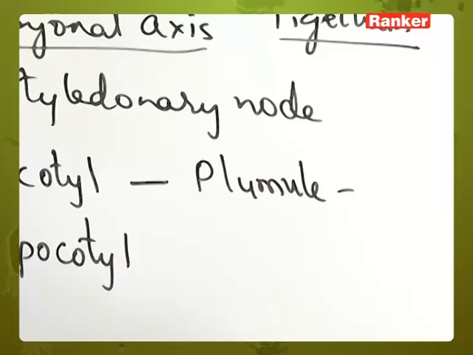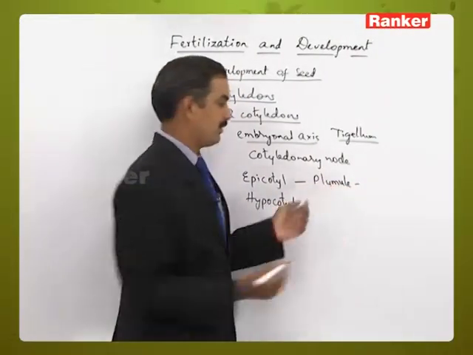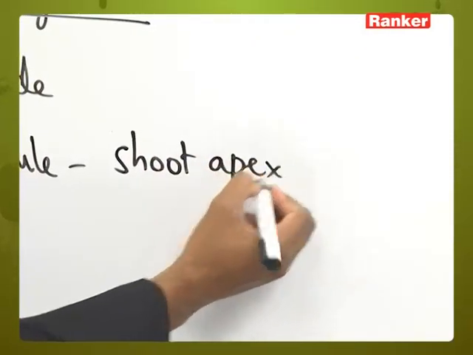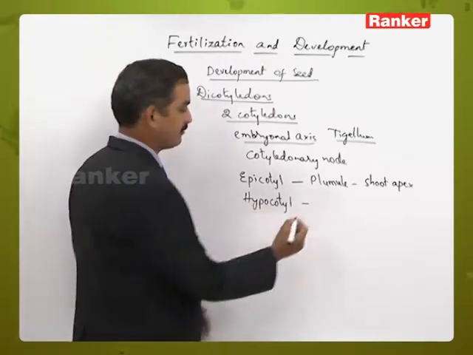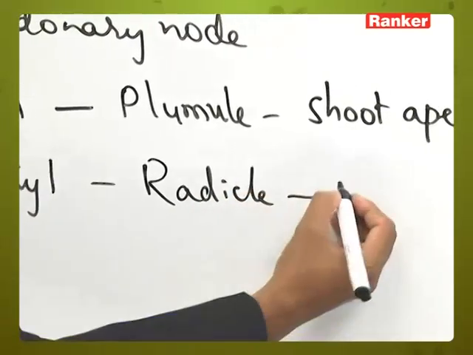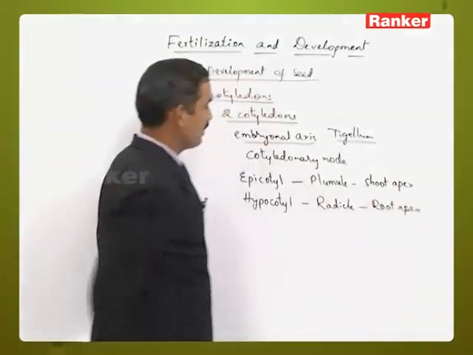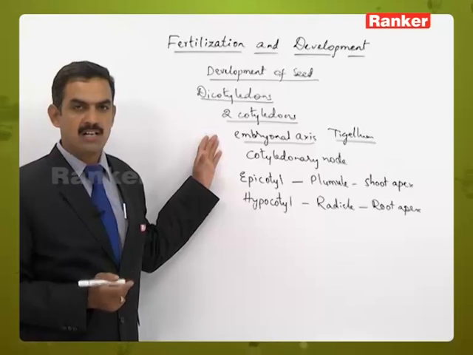So, this is considered to be the first apical part, that is the shoot apex, the first shoot apex, whereas the tip of this hypocotyl is called as radicle, which is considered to be the root apex. So, these are the structures that we can observe inside the dicotyledonous seed.